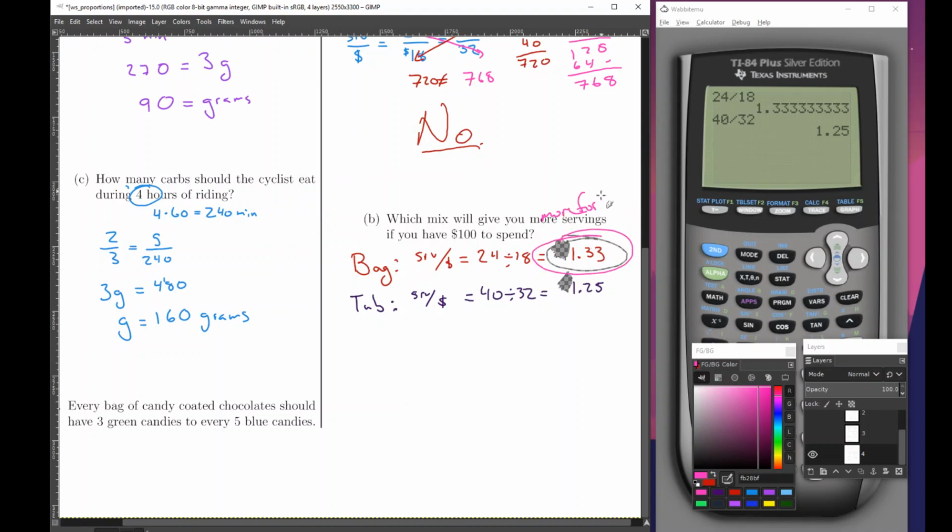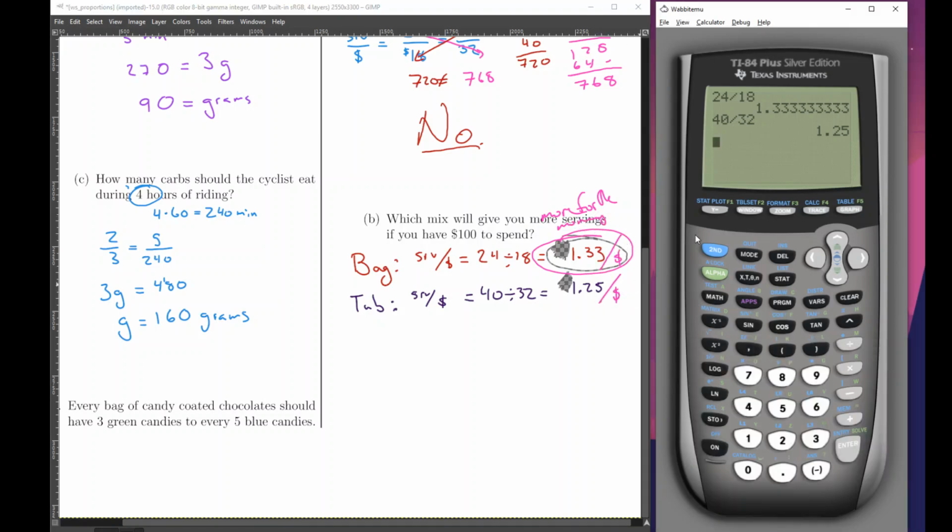If we did it the other way, if we did 18 divided by 24, then this is dollars per serving. So that's 75 cents for each serving. So you take a scoop out of the bag, that costs 75 cents. And for the other one, 32 divided by 40, you take a scoop out of the tub, it costs you 80 cents.